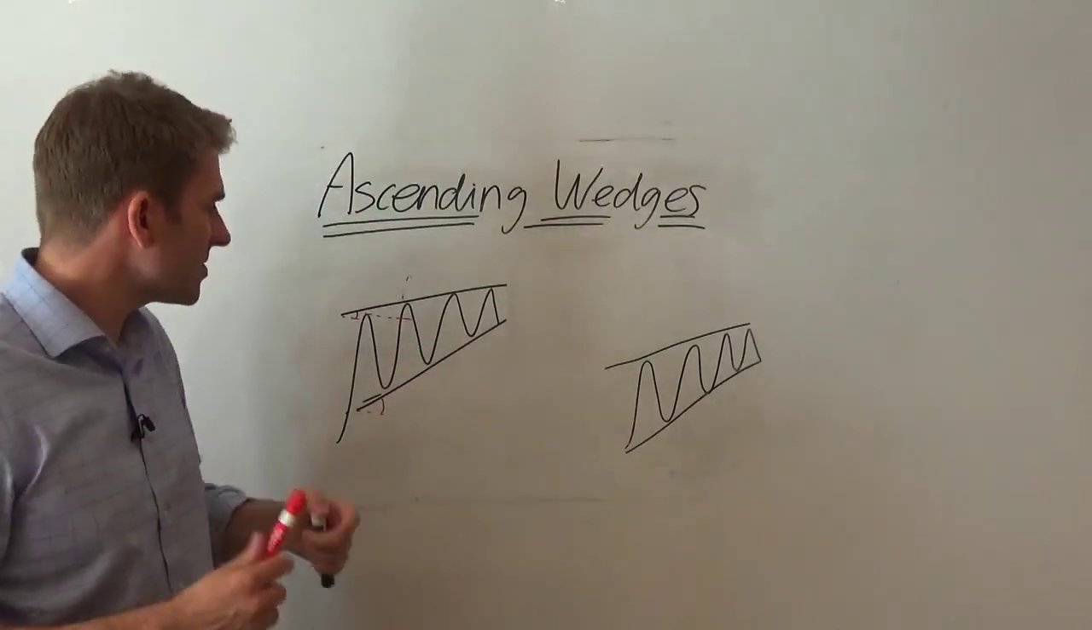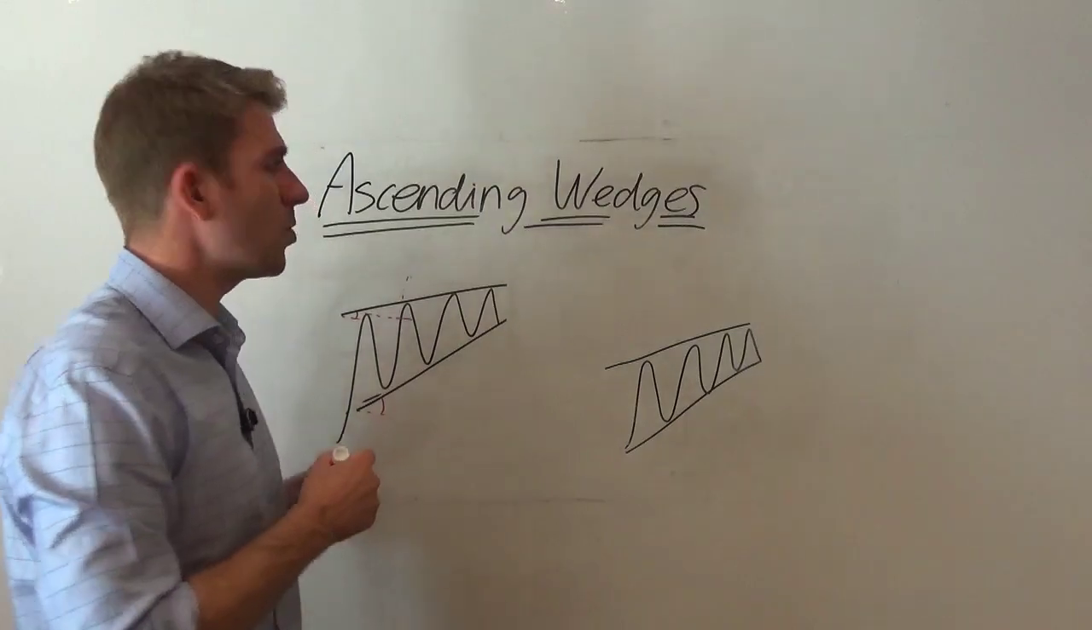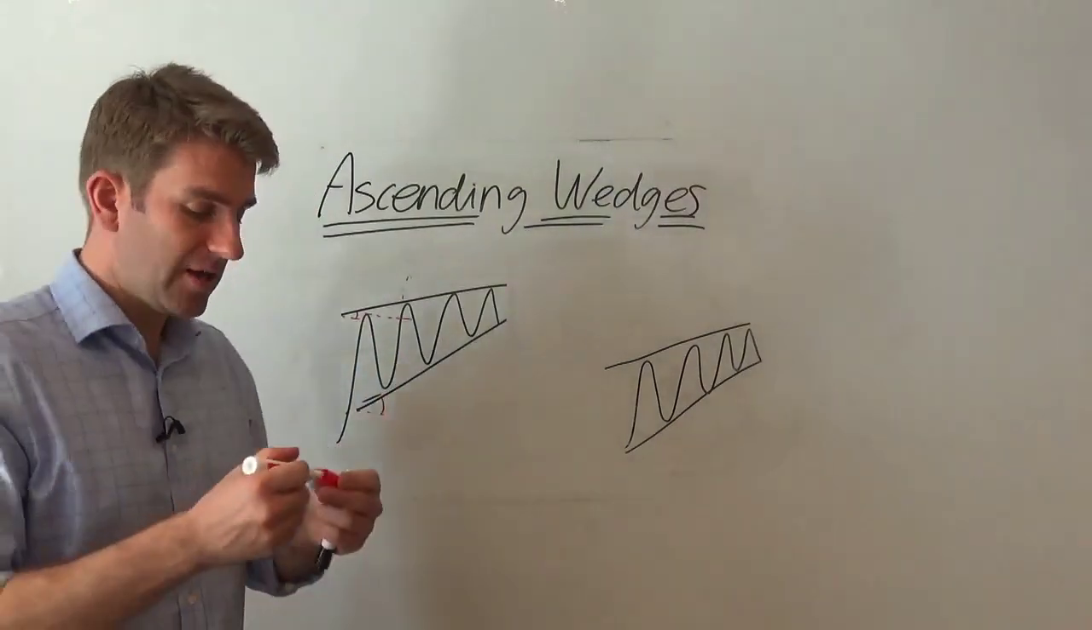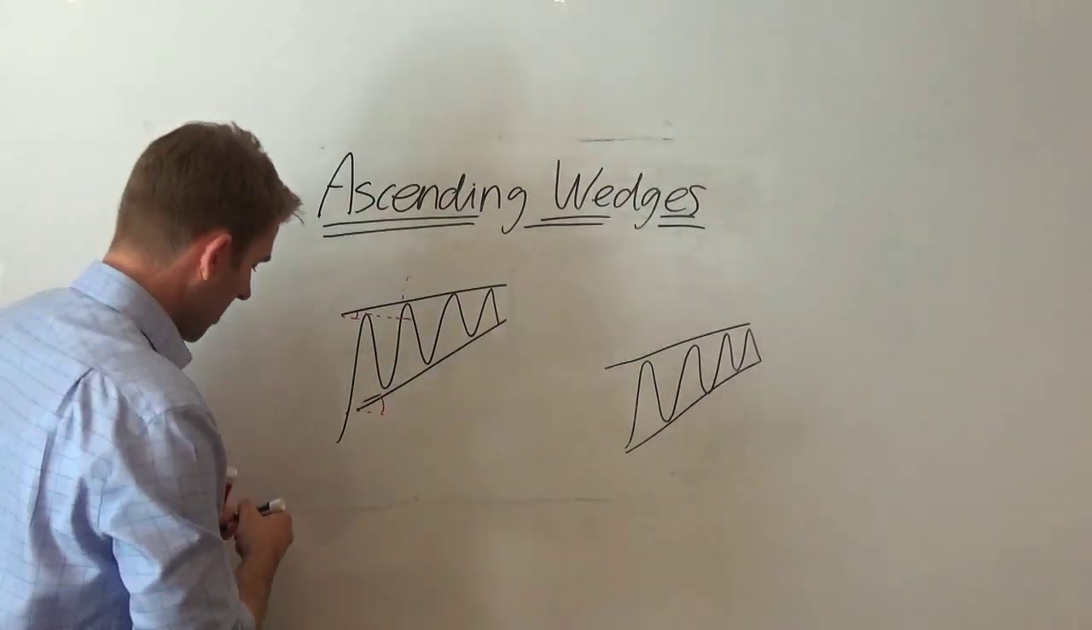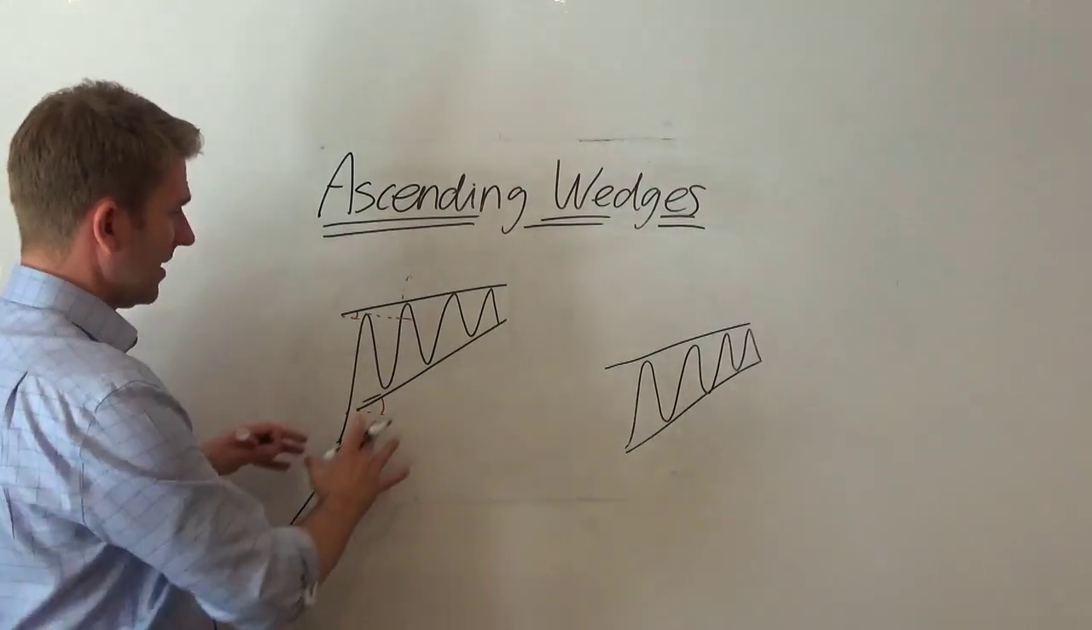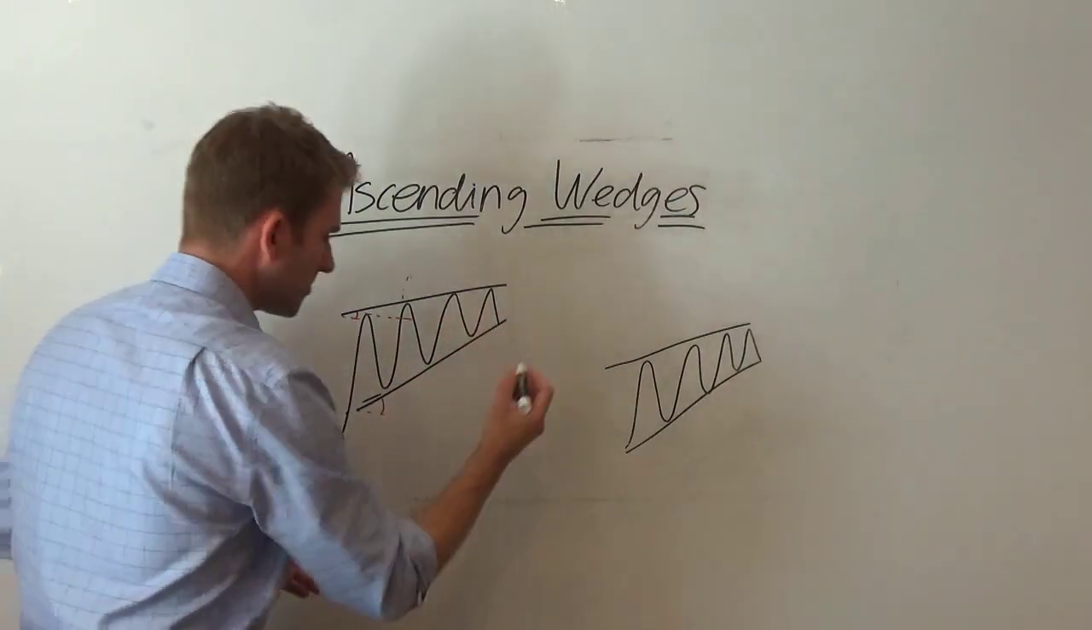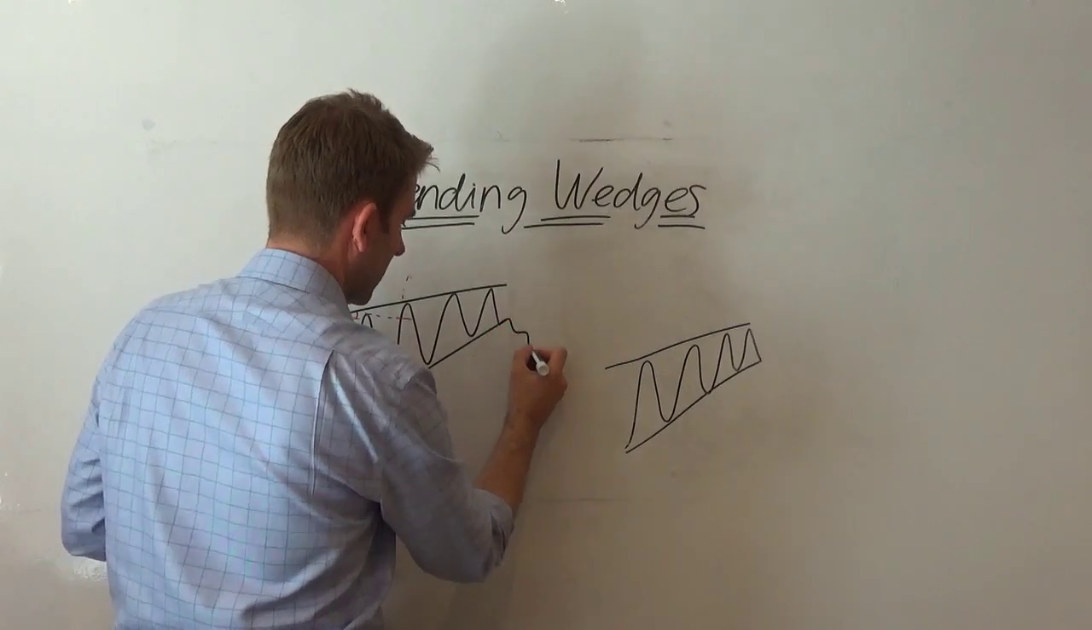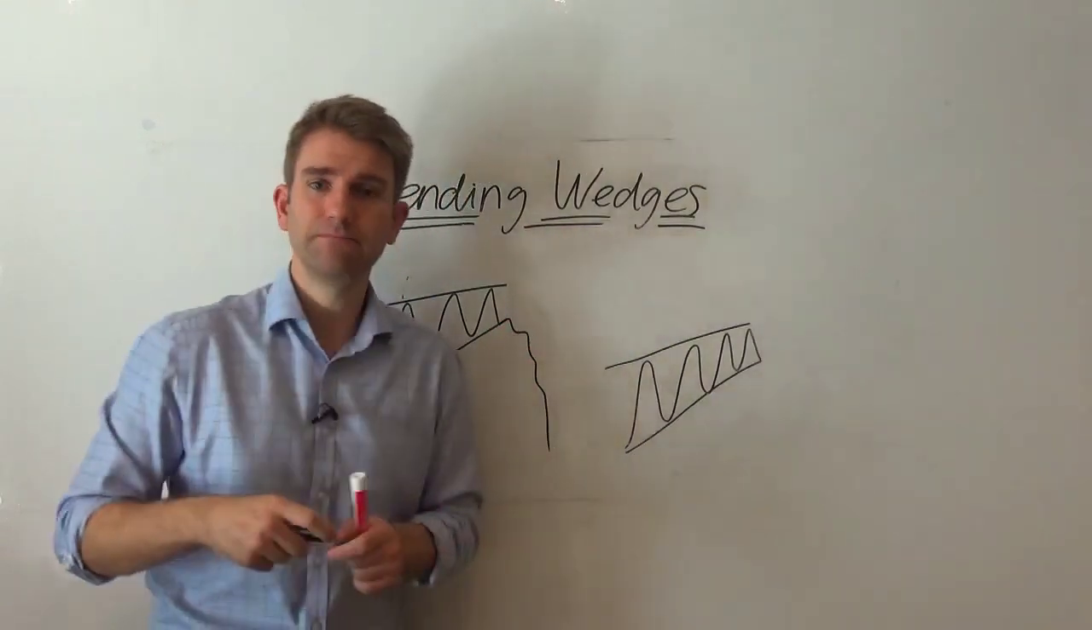And the textbooks tell us that an ascending wedge is potentially a reversal pattern. So if price has moved up in the uptrend, and then we see this pattern, textbooks tell us that we should be looking for this kind of move. Okay.